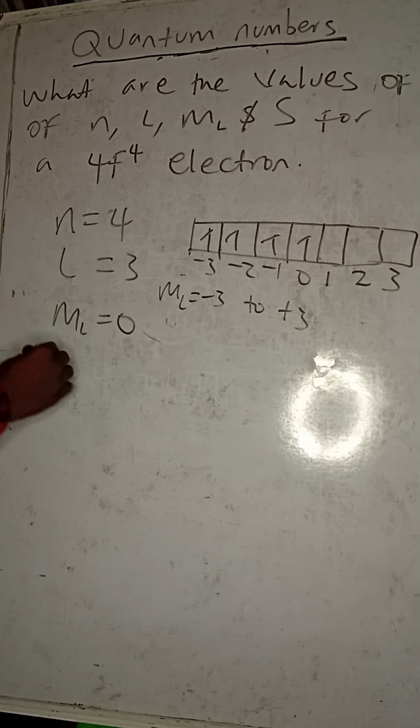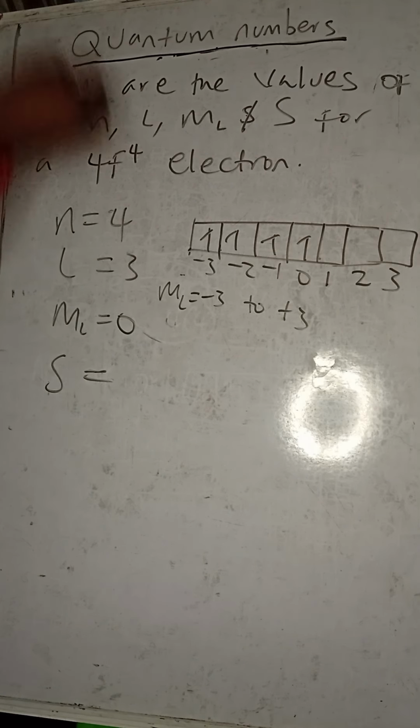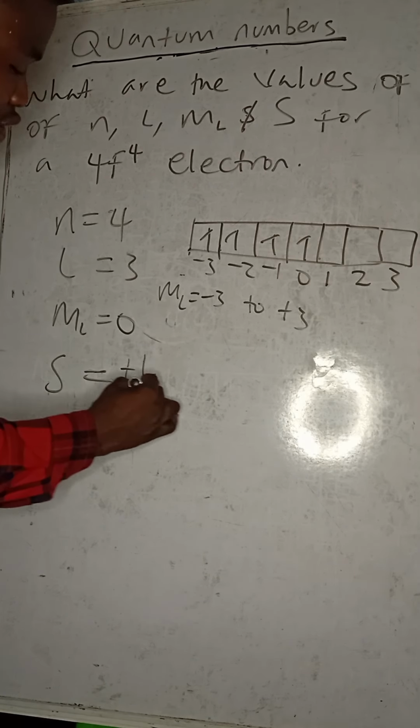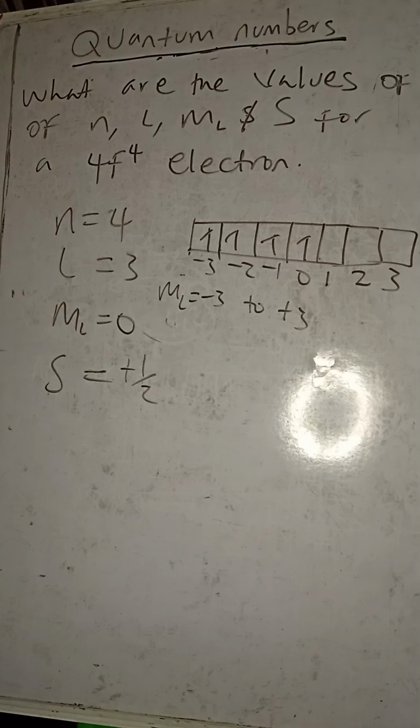Then what will be the spin? For the spin quantum number, there are two possible spins, but that's a spin up. So we can just use plus half. Some other texts can use minus half, also correct. So these are the values of the 4 quantum numbers of a 4f4 electron. We'll take the last example before we go.